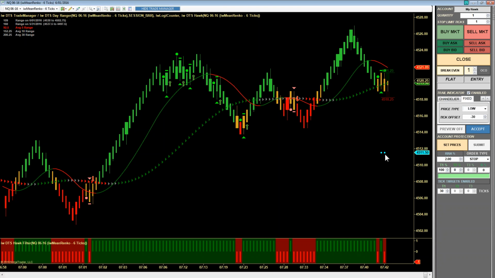So we're going to run a 30-tick stop off of the low. That would be our offering 20% of the daily range as a stop loss. So that's another way that you can use the Day Ranger.